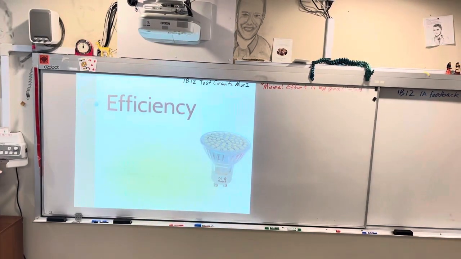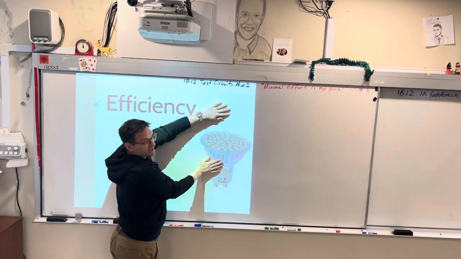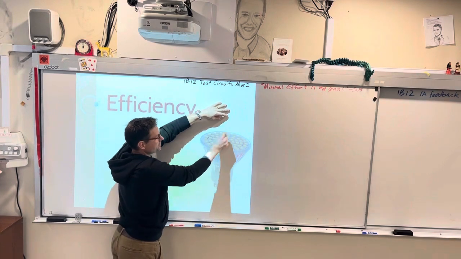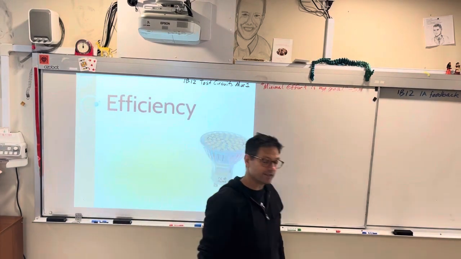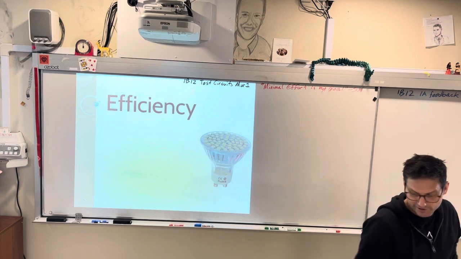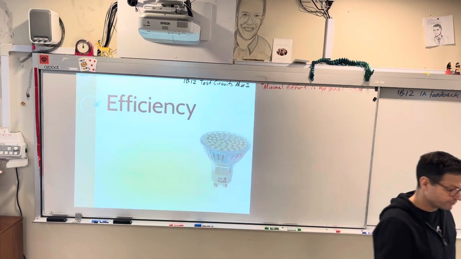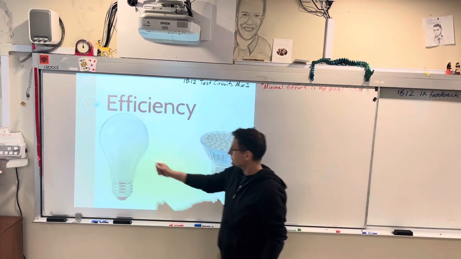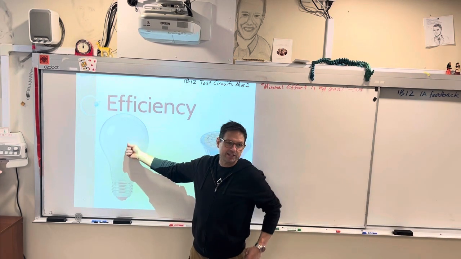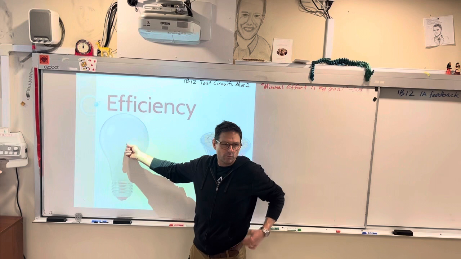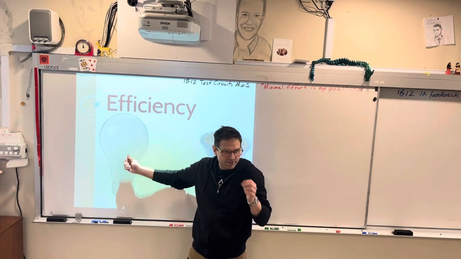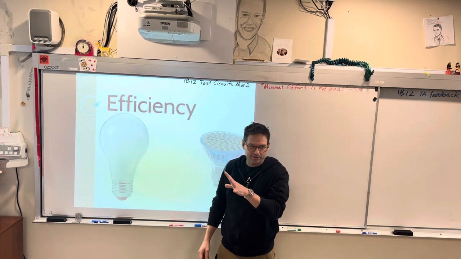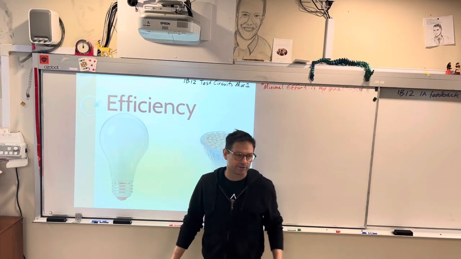Efficiency. This light bulb is an LED light bulb. It has all these little squares in it. Those are LEDs, and it's very efficient, much more efficient than the light bulbs that I grew up with, which looked like that. This is a good light bulb, but it's inefficient, which means what? If it's less efficient at making light, what does that mean?